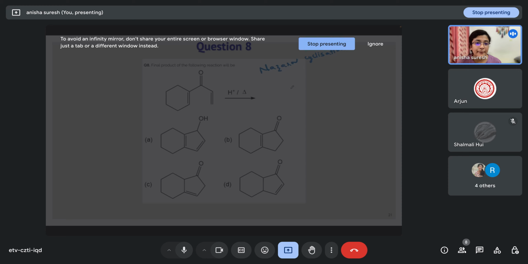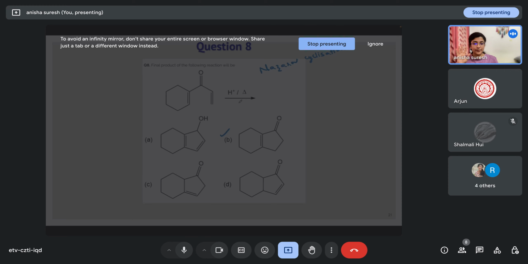So here what will happen first? So you can tell me what will be the product first. I'm trying it. Okay. It would be B most probably. Yeah, answer will be B only. So we will see the mechanism.